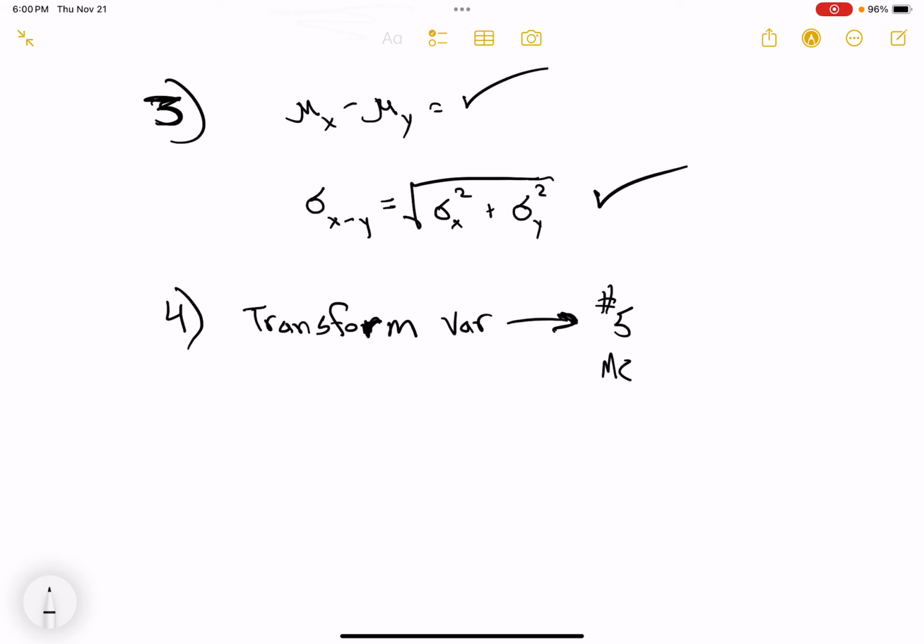The way that one works is, assume we take our sample and we multiply that sample by 5, and then we add 4 to that sample. And we have a starting variance of 2. And it says, what's our new variance?